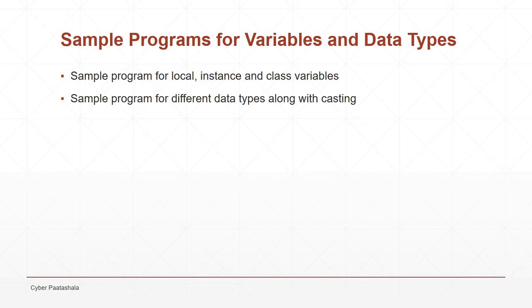So let us write two sample programs here. The first program is a sample program for local, instance and class variables, and the second one is a sample program for different data types along with the casting. As the video is already lengthy, we'll write these in the next session.